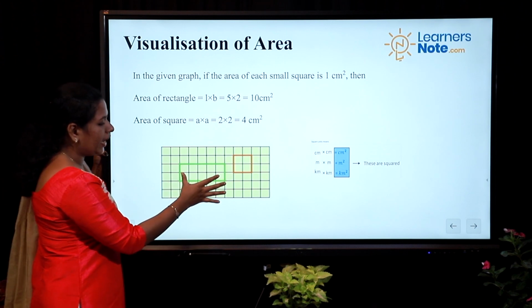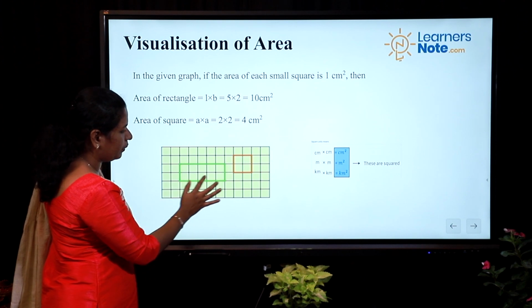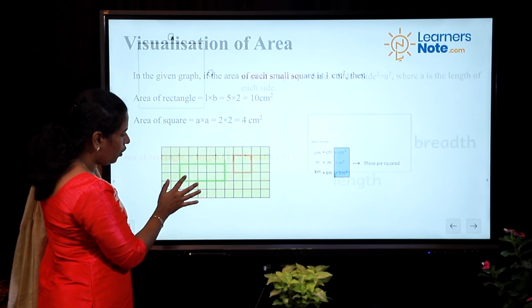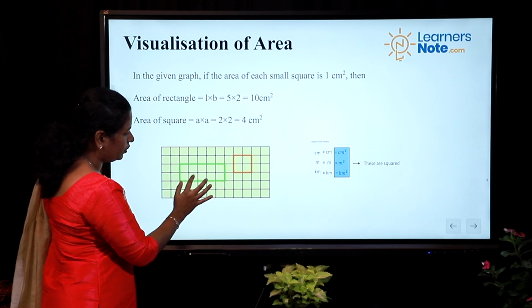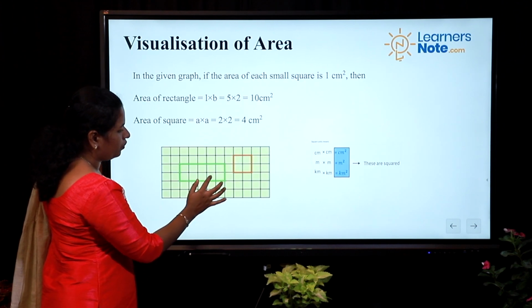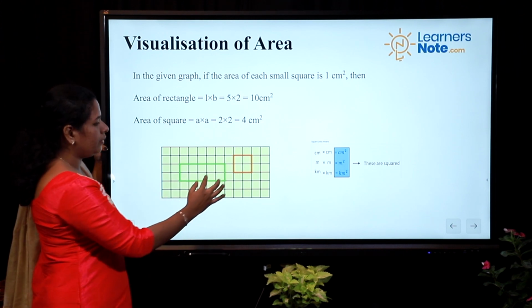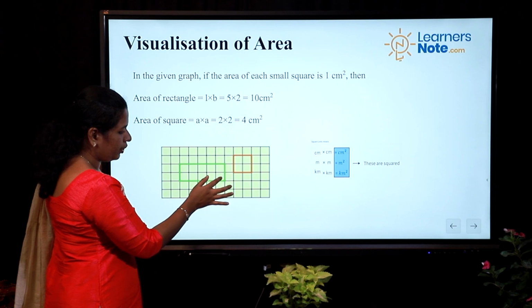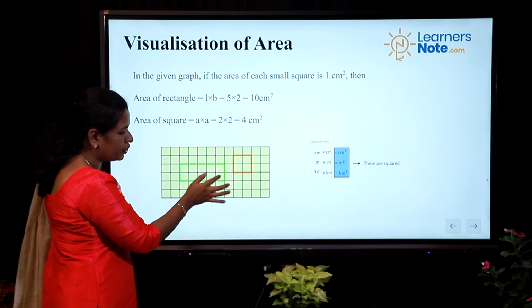So how can we find the area of this rectangle? When we calculate the length of this rectangle, you can see five squares. Okay, 1 2 3 4 5. So the length we can take it as 5. And when you talk about breadth, you can see this is the breadth. Okay, this is the width of the rectangle. So you can see 2 squares.